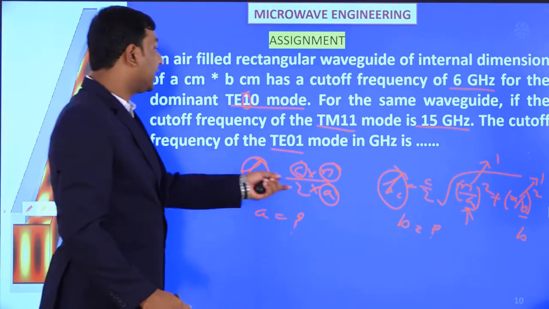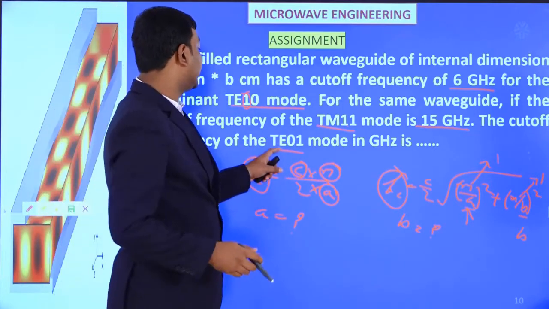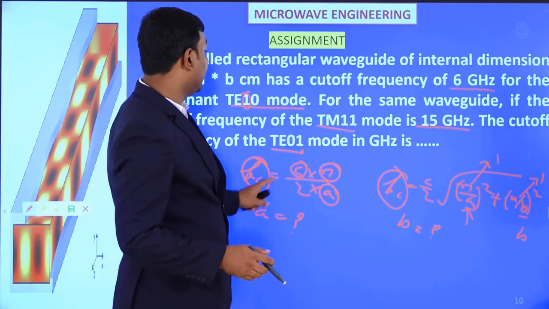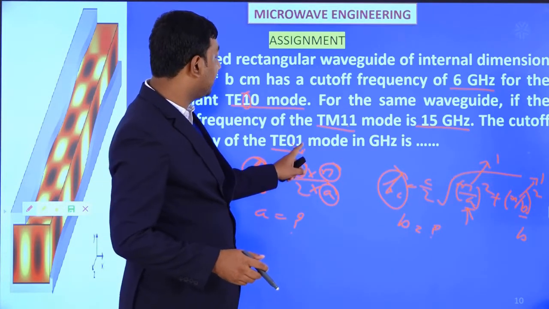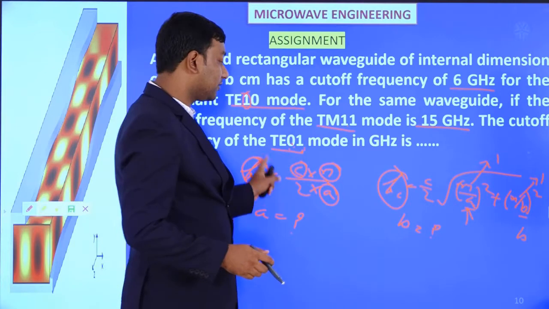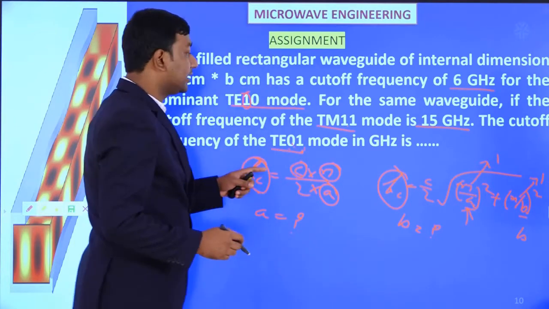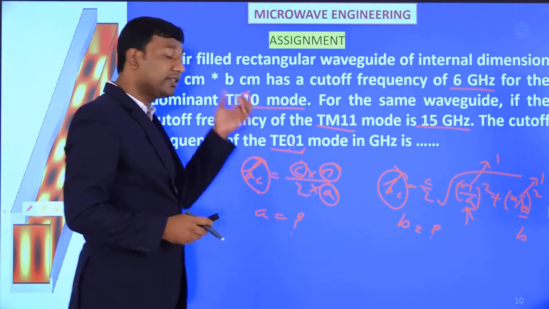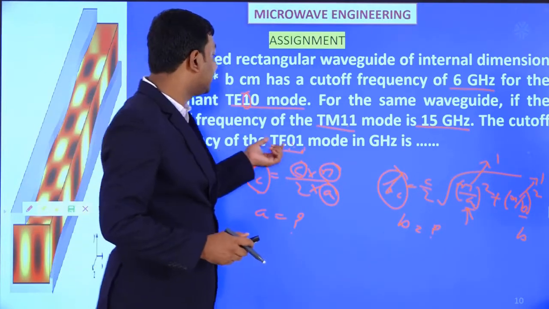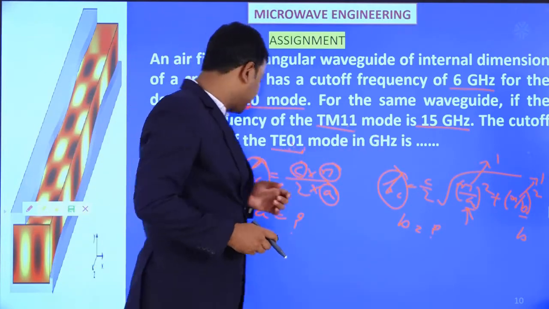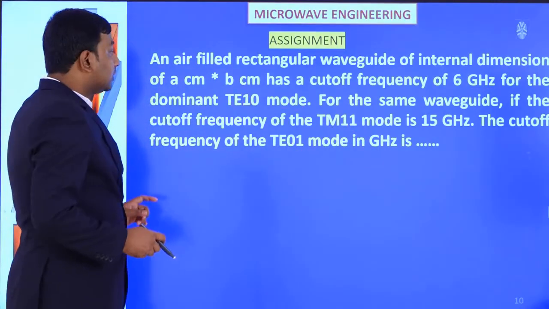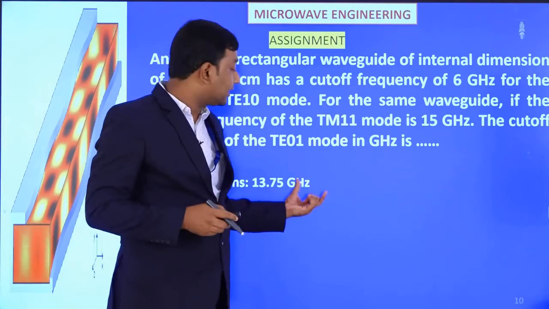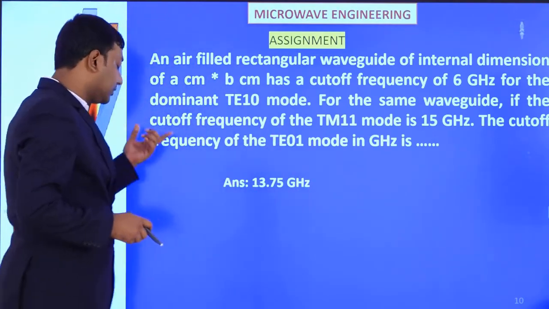Okay. So after finding out the B value for a TE01 mode, we can find out its cutoff frequency, because the M and N values are here: N value is 1, M is 0. So from this equation, FC equals C by 2 root over (M by A) whole square plus (N by B) whole square. Using this equation, we can find out its cutoff frequency for TE01 mode. Okay. So the value will come to 13.75 gigahertz. Please check it after finding out the answer.